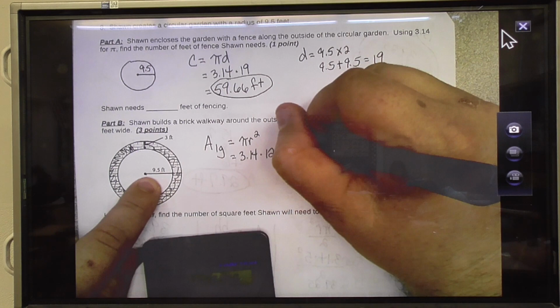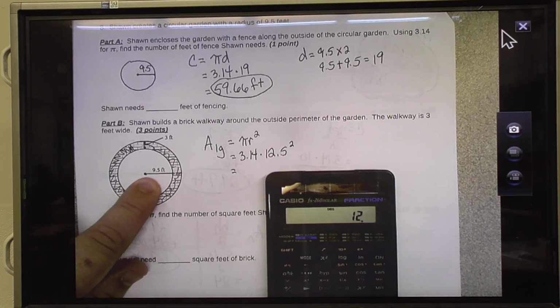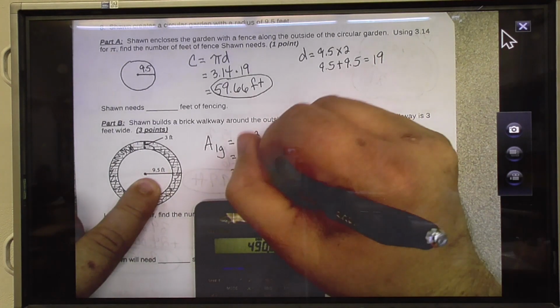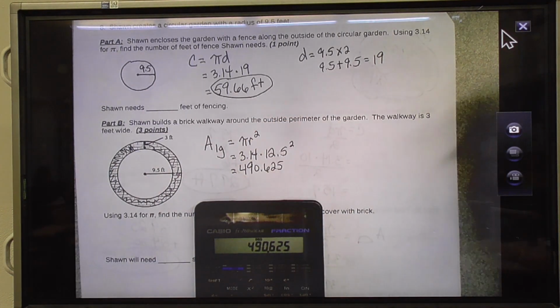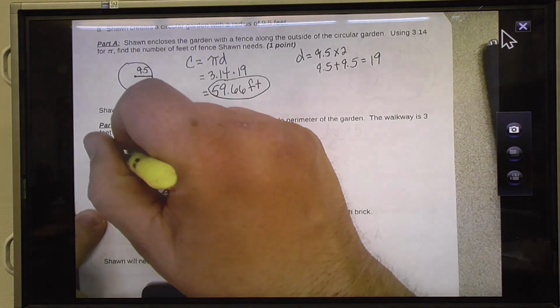And we need to square that. So 12.5 times 12.5 gives me 156.25. Then I need to multiply that times 3.14. So the large circle is 490.625. That is all of this.